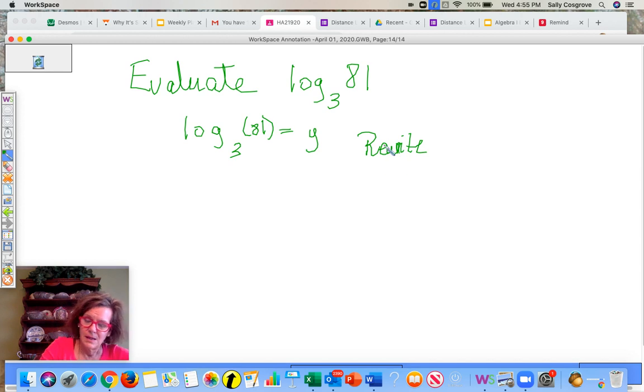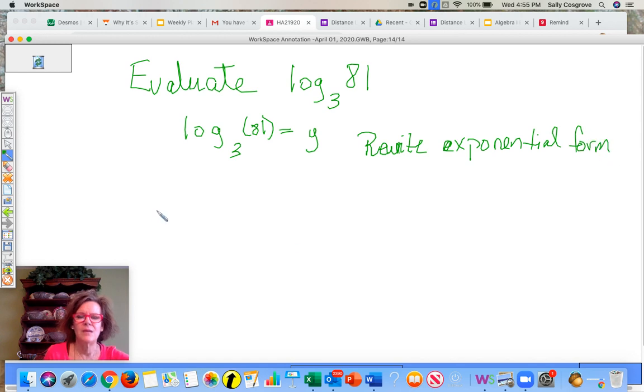Rewrite in exponential form. All right. So the base is the base. And the log value in log form ends up being the exponent value in exponent form. This guy goes right up here. 3 to the y equals 81. The argument goes right here. So base, and the log value in log form is the exponent value in exponent form. 3 to the y equals 81.